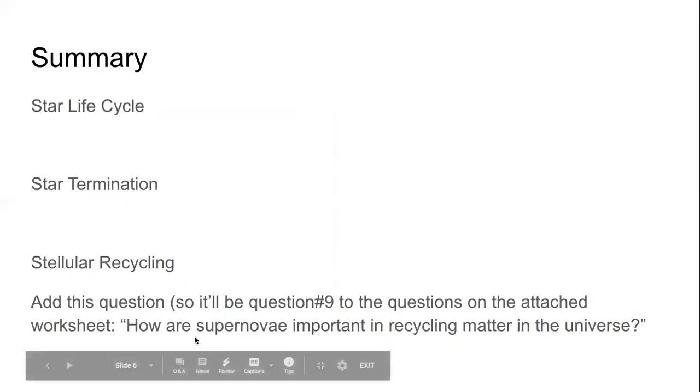Down at the bottom, it says add this question, so this will be question number 9, to the questions on the attached worksheet. There's an attached worksheet that you'll see. And so add this question to it: how are supernovae important in recycling matter in the universe?